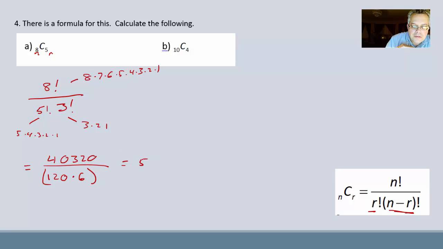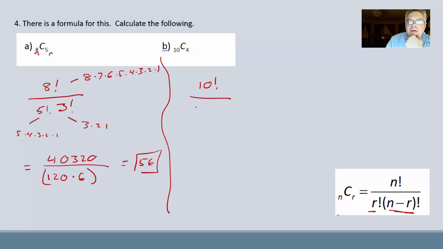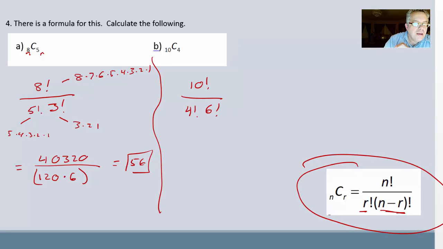Wow. So that's pretty complicated. It's a lot easier to use just the calculator, the button. So here, 10 choose 4 would be 10 factorial divided by 4 factorial times the difference, 6 factorial. Okay, now, you don't really have to worry about this too much. Just want to let you know there is a formula for this. It's based on factorials.